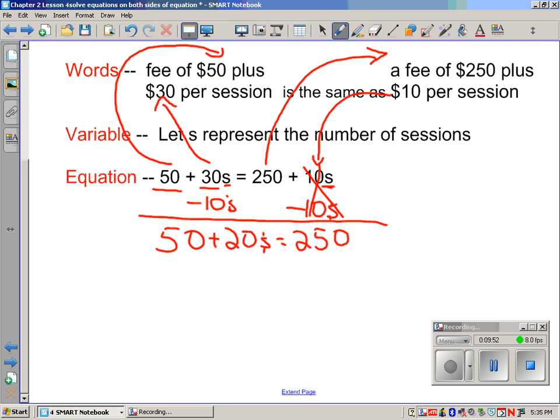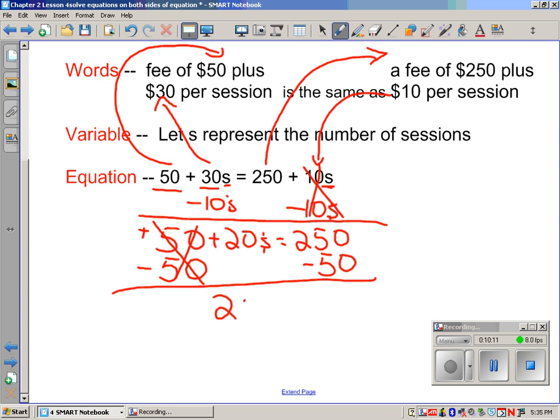Okay, once again, we have a number. Let's get rid of the number that's not associated with the variable on the left side of the equation, which is the 50. It has nothing in front, so it is a plus 50. So to get rid of plus 50, you have to do minus 50 on both sides of our equation. It will cancel out, giving us 20s equals 200.